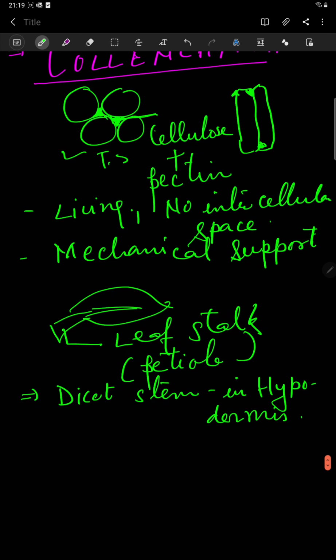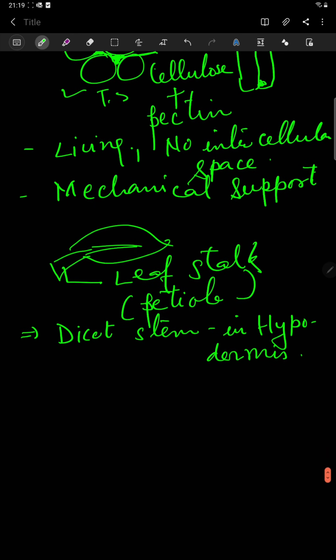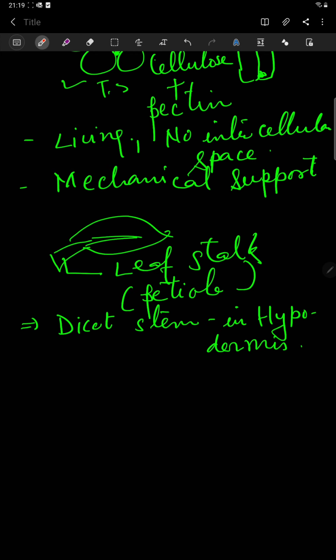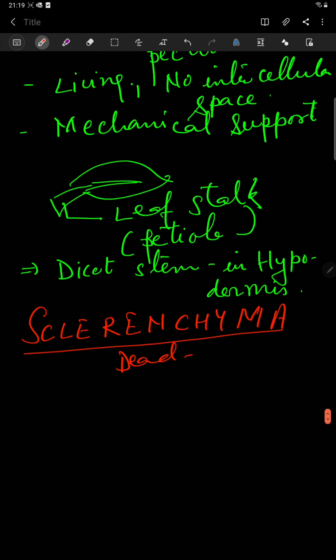The third kind of simple tissue is sclerenchyma. I'm going to show you this one. That is the third one, termed sclerenchyma. These cells are dead. The meaning of dead is that there is no nucleus and no cytoplasm.